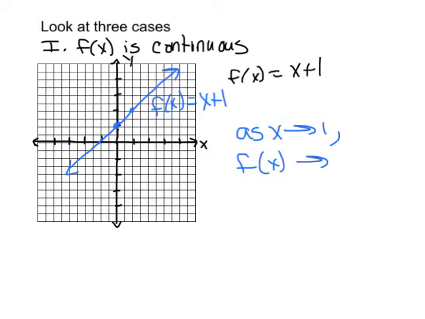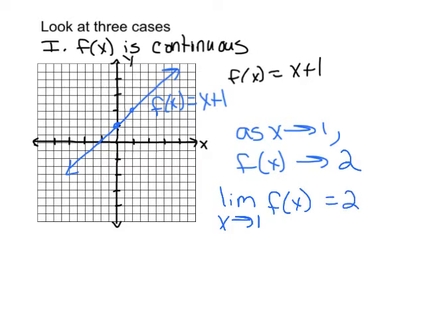So when you look at this, as x approaches 1, we have to look at what my y value is approaching. As x approaches 1, my y value is approaching 2. As I follow along on the graph, it's heading up to a value of 2. So that's what we say: as x approaches 1, f of x is approaching 2. As a limit, we can say the limit as x approaches a value of 1 of f of x is 2.